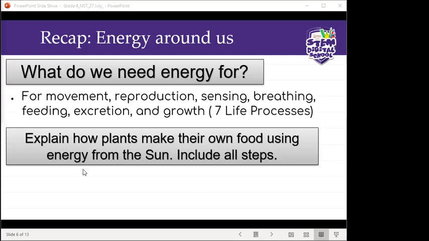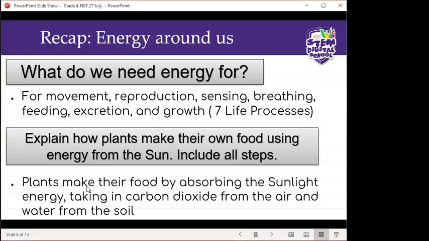All right, there we go. So guys, plants make their own food by absorbing the sunlight energy, right? So the leaves do the absorbing, okay, and then they take in the carbon dioxide from the air and the water from the soil. Okay, and this process is called photosynthesis. I'm not sure if you guys are already using the word, but the process is called photosynthesis. Some of your textbooks speak about that word.